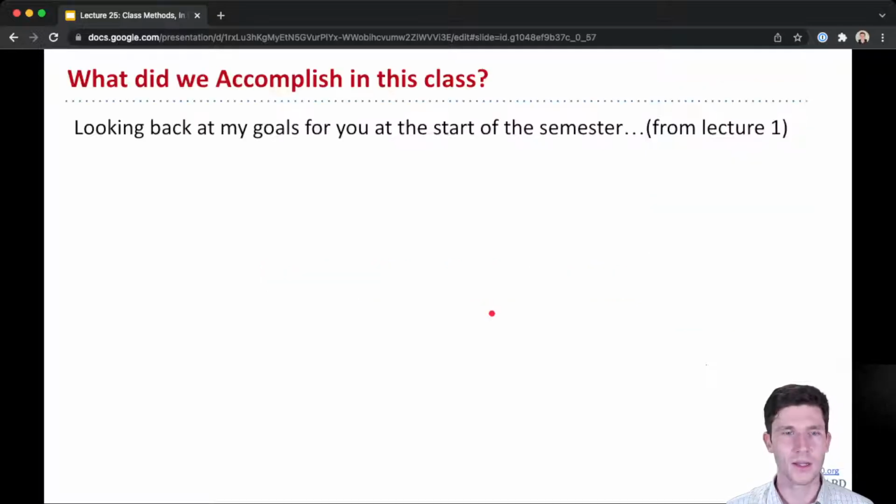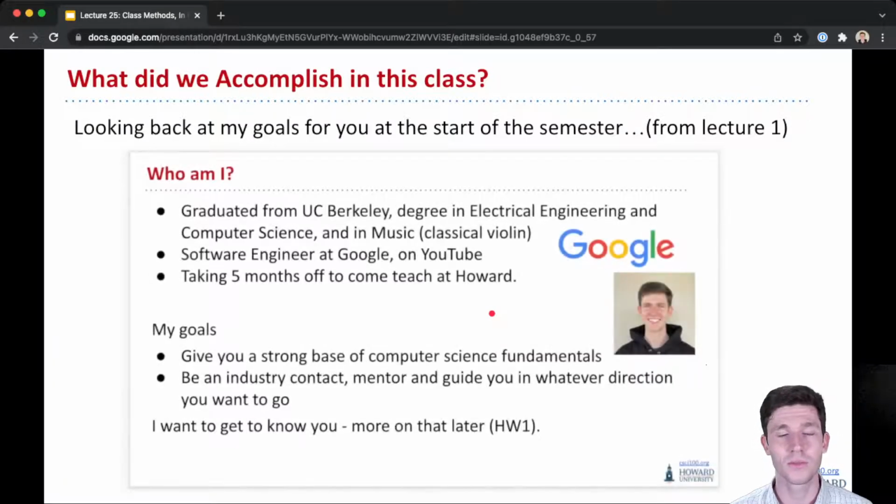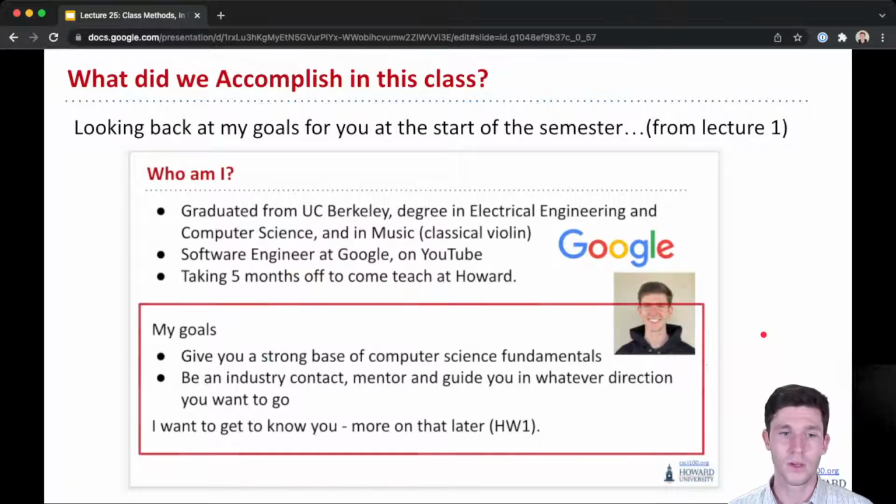To start that, I want to go all the way back to the very first lecture and take a look at the goals for this class. I wrote them out when I introduced who I was. My goals were, one, to make sure that you have a strong base of computer science fundamentals. That's crucial. Two, I really wanted to get to know you. And three, I wanted to develop a relationship with you all and be available for you to use me as an industry contact, or as a mentor, or as a guide, not just during the course, but also in the future.